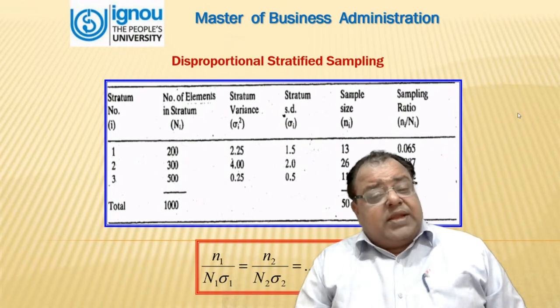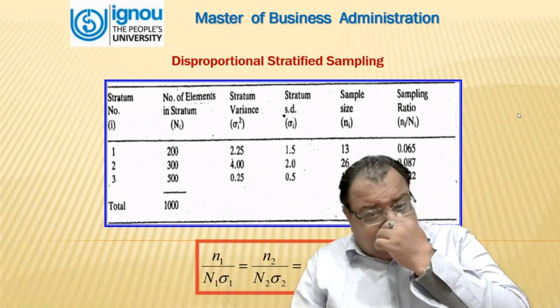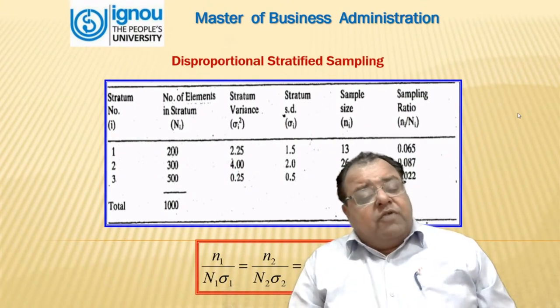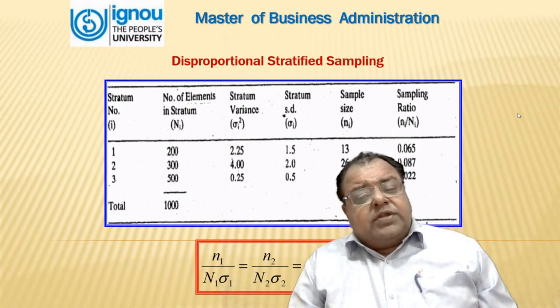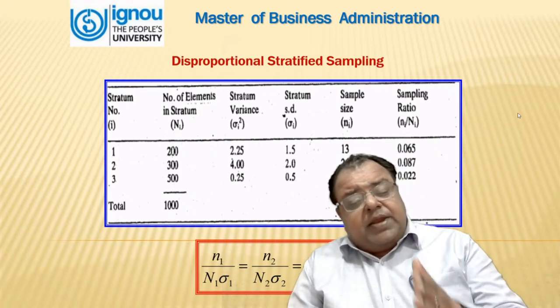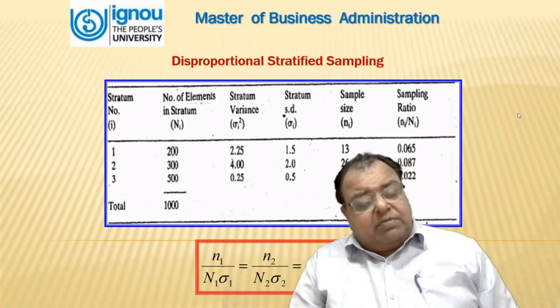Another question is that we have sigma 1 squared and sigma 1, that is, we are talking about stratum variance and standard deviation. This is collected, so it's very simple: 2.25, under root is 1.5; 4 under root is 2; and 0.25 under root is 0.5. Now, your sampling ratio will be 0.065, 0.087, and 0.22. Again, a mathematical relation is there: n1 upon capital N1 into sigma 1.